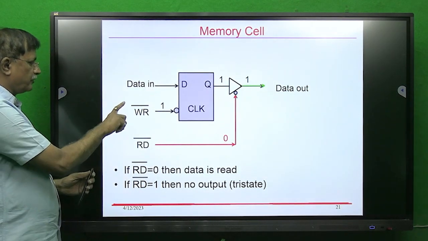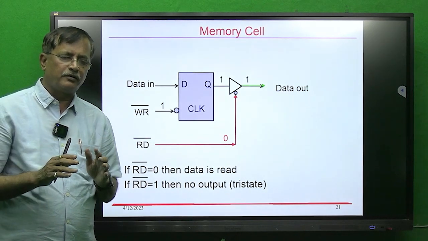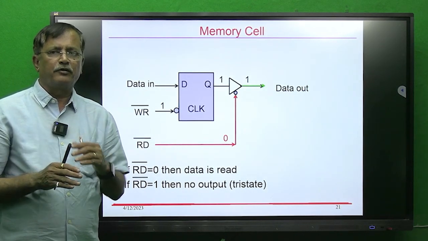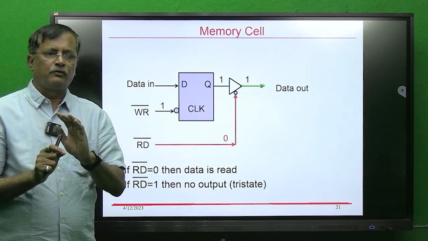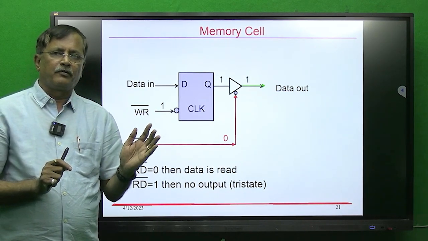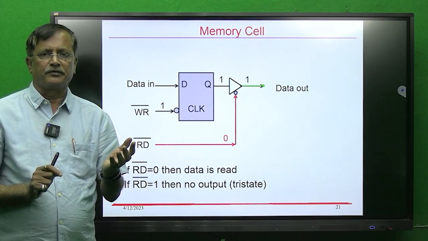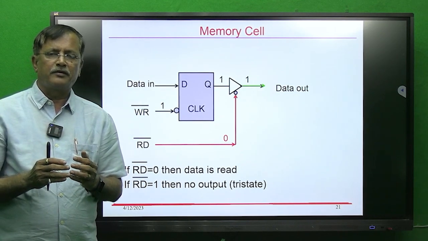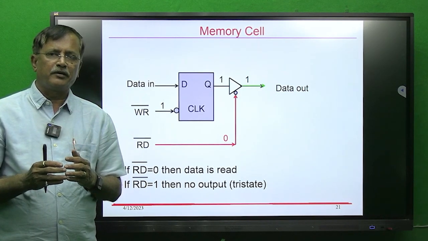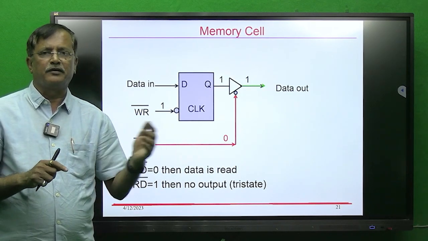So read and write, these two control signals are given by the processor, and how the processor will generate these signals depends on the instruction. If in your program the instruction is to write data into memory, that instruction is decoded and the processor will perform the write operation. And if your program contains a read instruction to read data from memory, then after decoding, the processor will give the read signal.